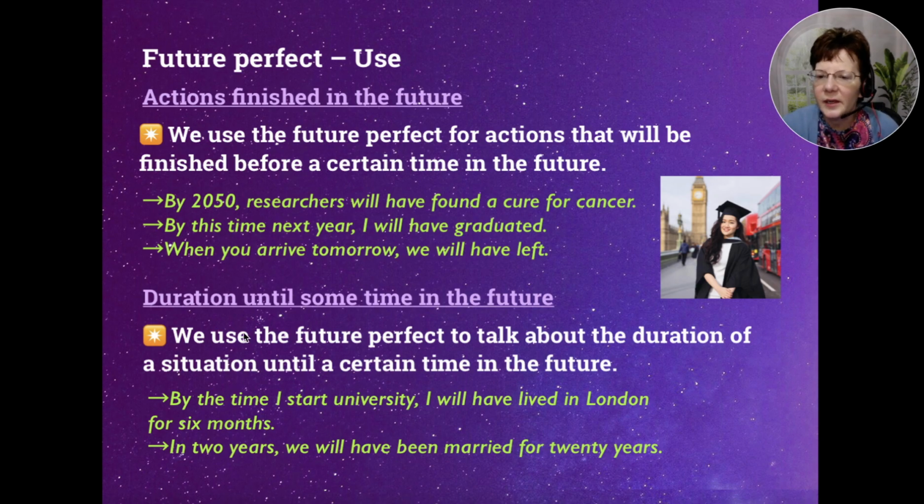All right, let's talk about a duration until some time in the future. So we use the future perfect also to talk about the duration of a situation until a certain time in the future. Okay, so we have, by the time I start university, I will have lived in London for 6 months. So this action has happened first. Will have lived, or it will happen here by the time I start university.